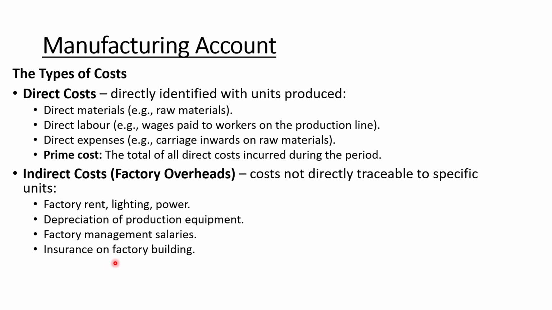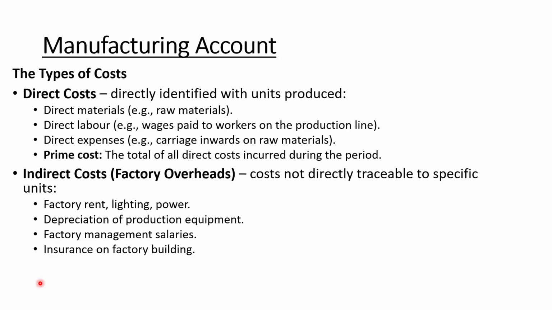So there is insurance on the factory building. The building you're using, you have to pay insurance. So that is an indirect cost. Because at the end of the day, since you're using the building, you have to make sure that building is insured against any loss.